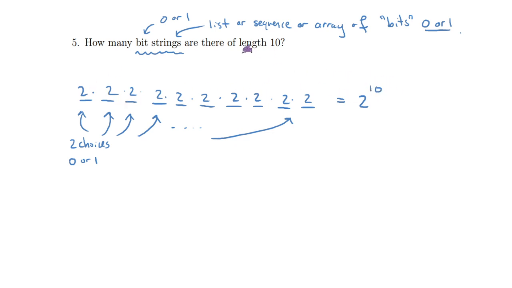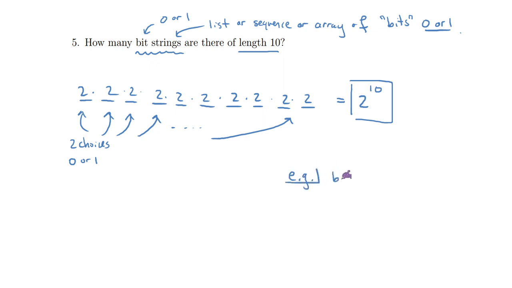Okay, so the length here is how long the sequence is, like how many places you actually have there. Length 0, we would just call an empty bit string. Length 1 would just be a 0 or a 1. So this would be 2 to the 10. So just some examples.